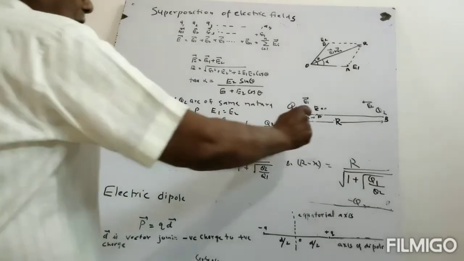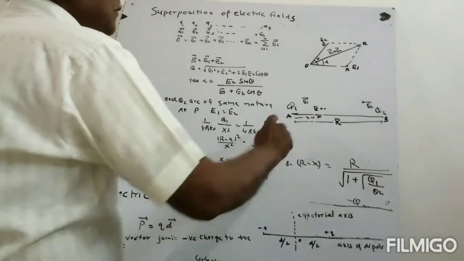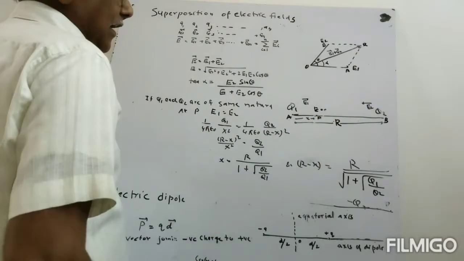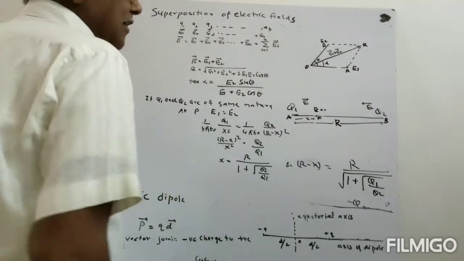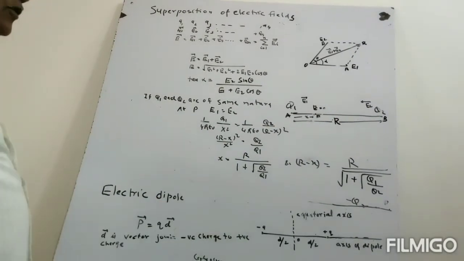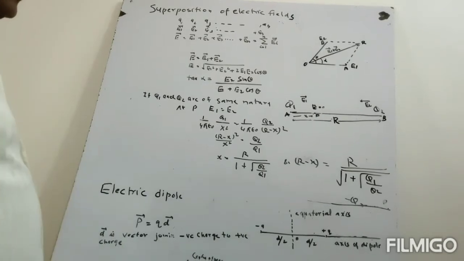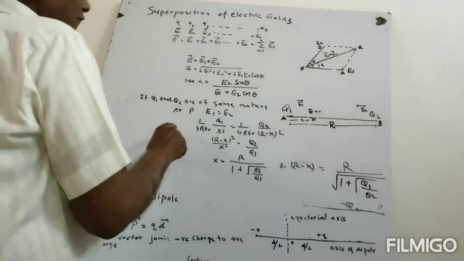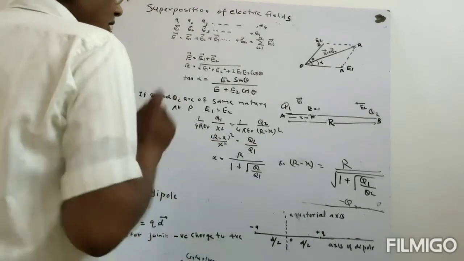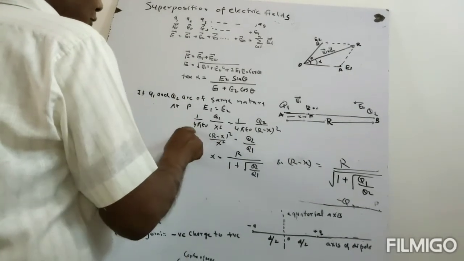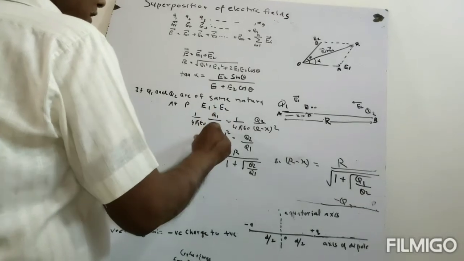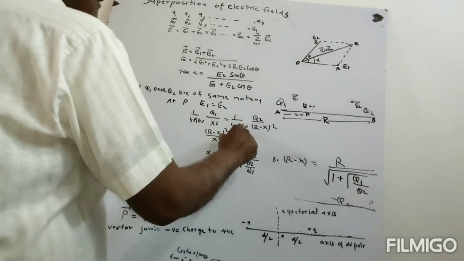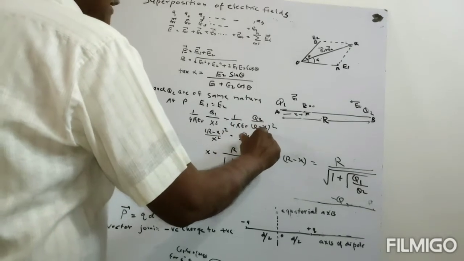Then at this point, the electrical field due to Q1 will be toward the right side and the electrical field due to Q2 charge will be toward the left side. So they are in opposite directions. So their sum will be equal to 0 when their magnitudes are equal. So the electrical field due to Q1 charge will be equal to 1 by 4 pi epsilon 0, Q1 divided by x square. This is equal to 1 by 4 pi epsilon 0, Q2 by (r minus x) square.